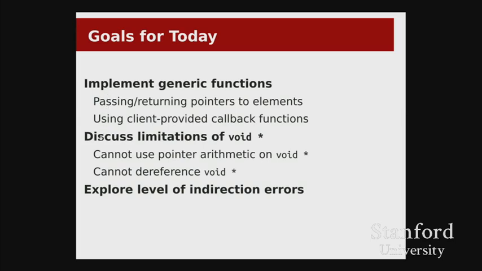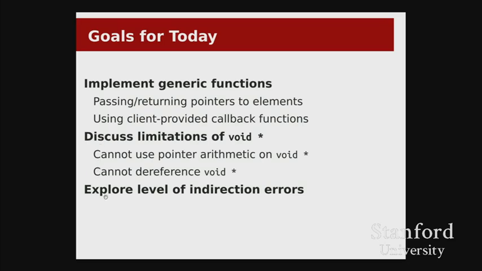As part of that discussion, we'll be looking at some of the limitations of void star. We talked a little bit about them already, but we'll both review that and also see a few more things. But specifically, we'll see how to work around these limitations. What does it mean that we cannot do pointer arithmetic on a void star? Well, gosh, what do I do instead?